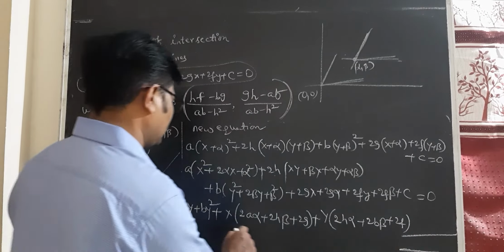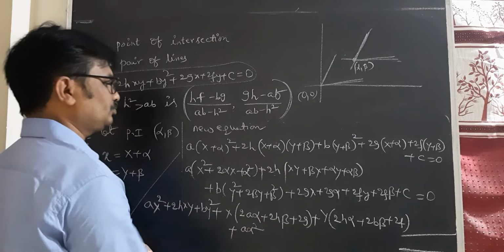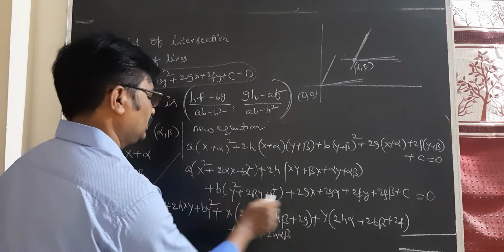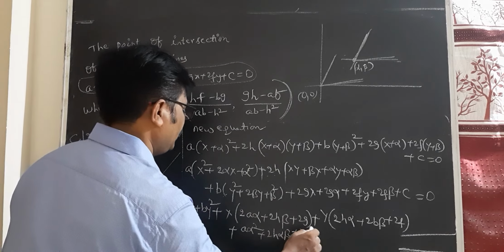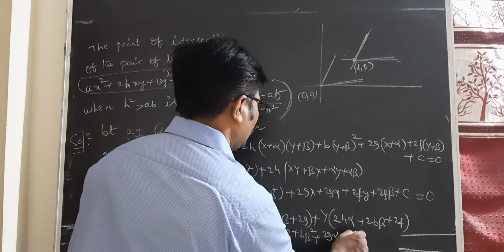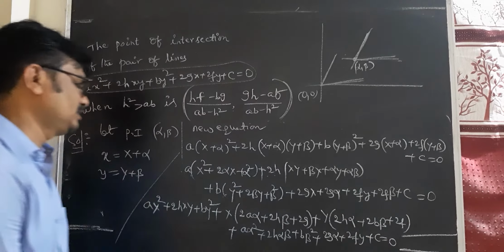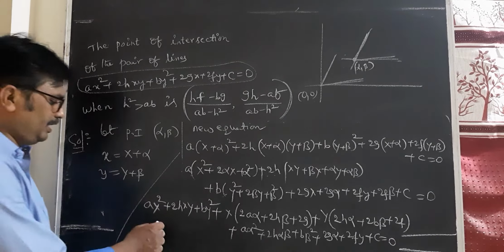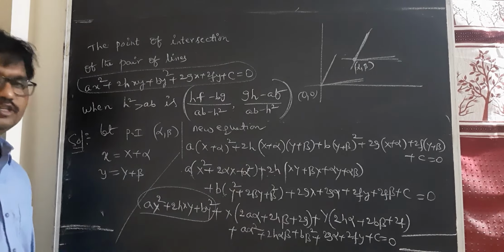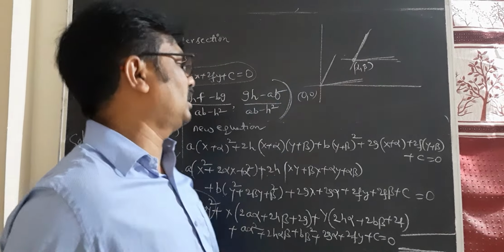Now the constant term, what remains here: a alpha squared plus 2h alpha beta plus b beta squared plus 2g alpha plus 2f beta, and finally c. Now students, here the origin is shifted to the point (alpha, beta).